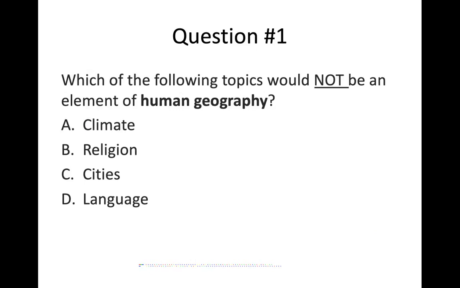Okay, question number 1. Which of the following topics is human geography? Climate, religion, cities, or language? The answer is climate. Climate is a topic of physical geography, not human geography.